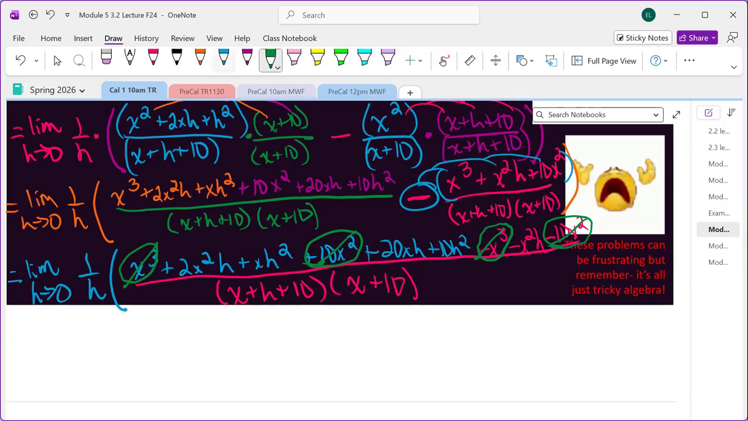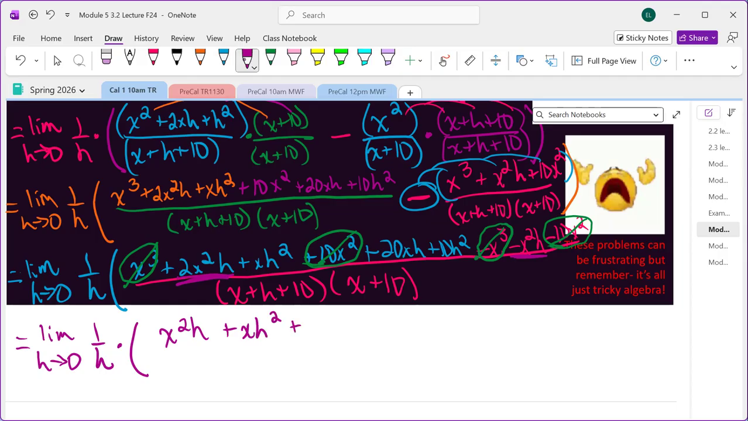All right, so now we're going to write our leftovers. The minus x squared h with the 2x squared h. So 2x squared h's minus an x squared h is going to leave me with a single x squared h, plus xh squared, plus 20xh, plus 10h squared.